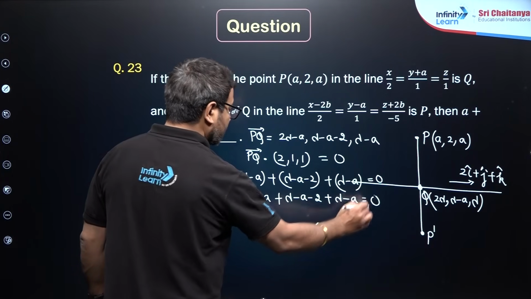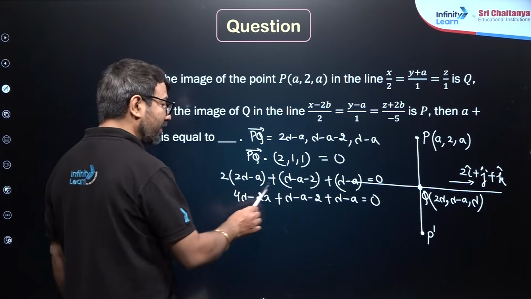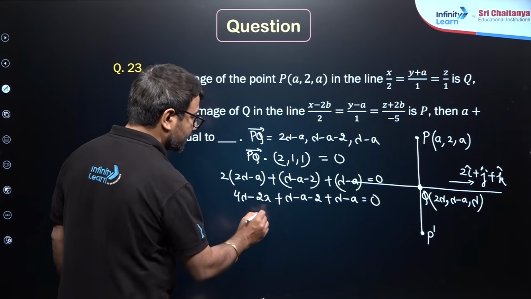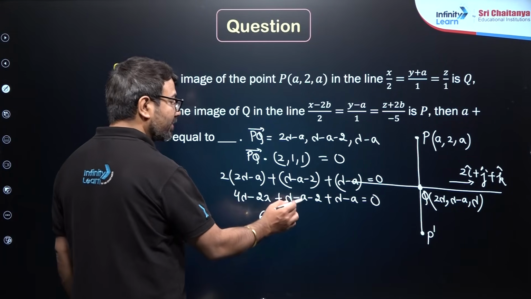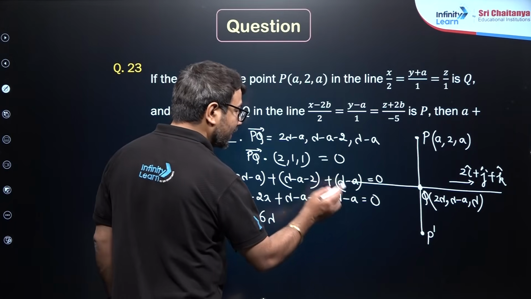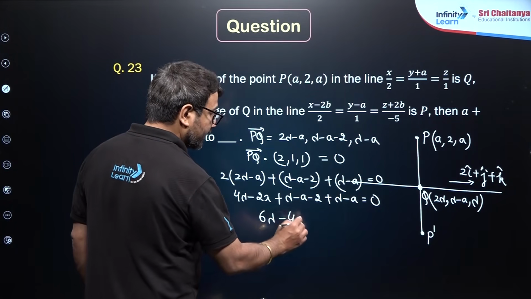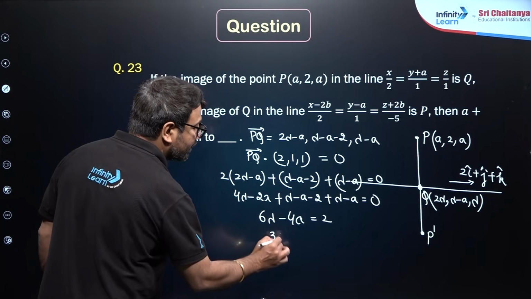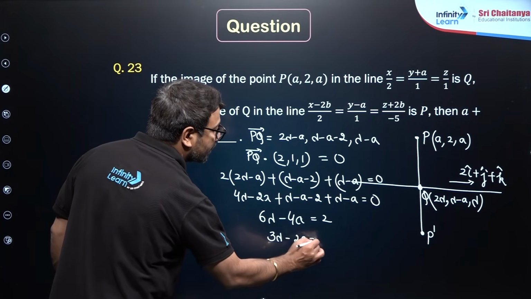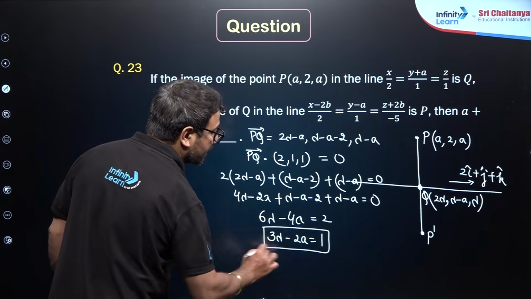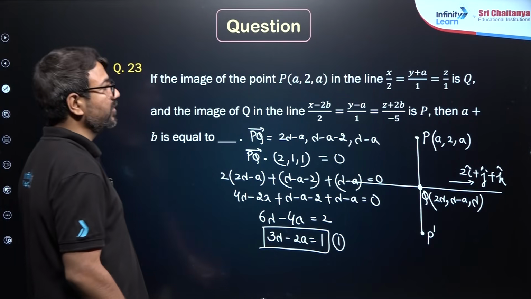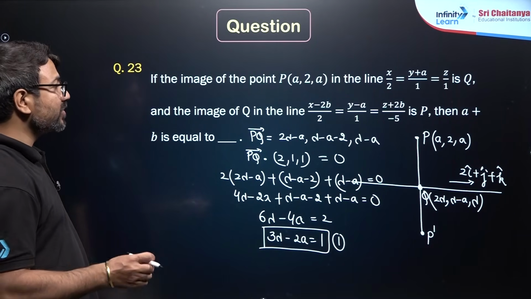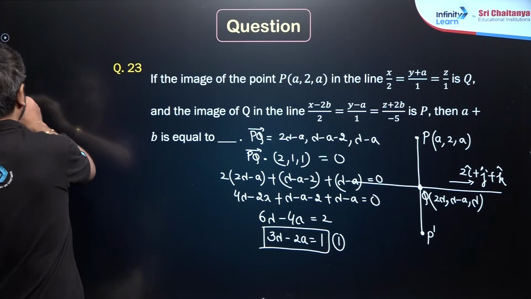So you will be able to see that 4 lambda plus lambda plus lambda is 6 lambda. Minus 2a minus a minus a is minus 4a, and then only minus 2 is present over there. So if you divide by 2, you will be able to get one of the relationships between lambda and a. This is the first relationship. So the image of the point P is Q, not P dash.